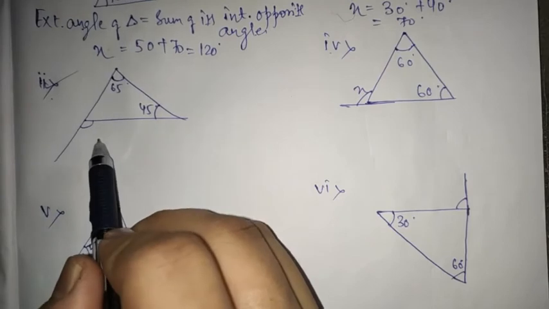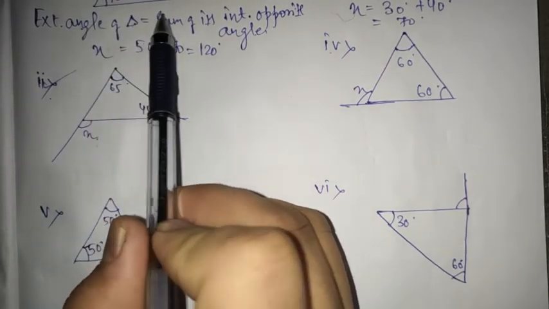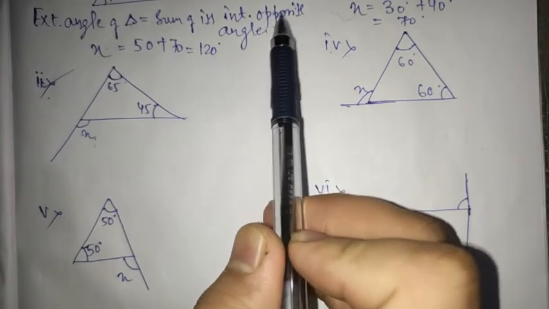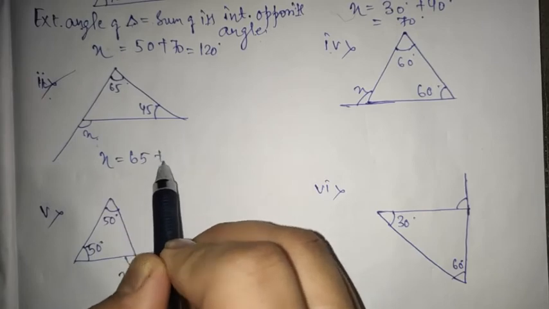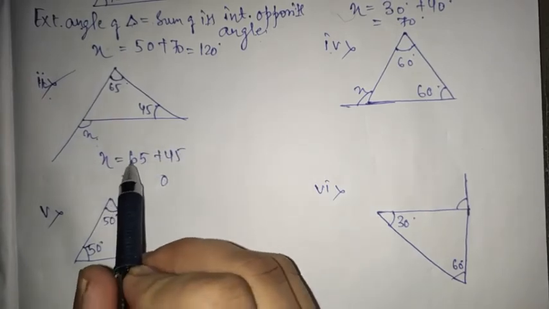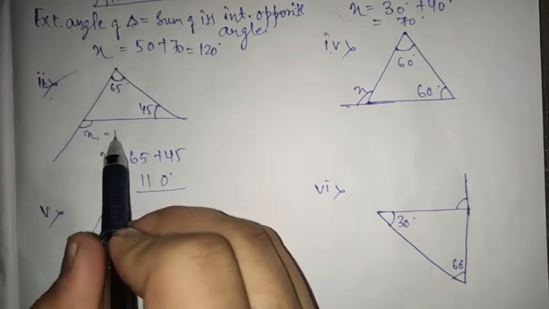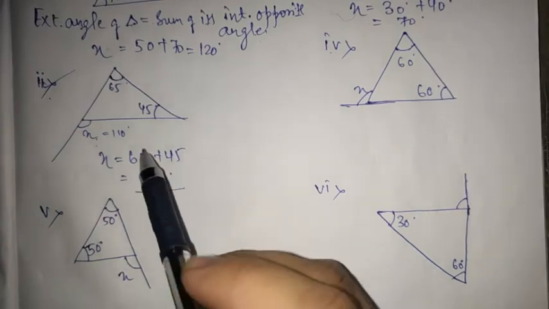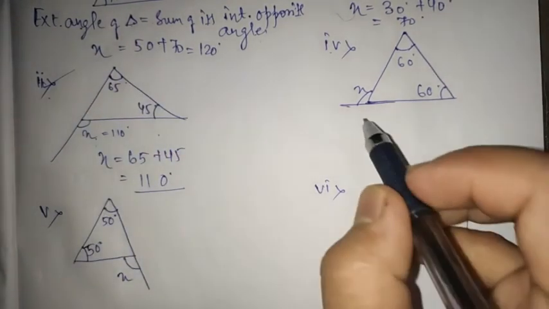To find the exterior angle x, what was the formula? The exterior angle of a triangle is the sum of its interior opposite angles. So x is equal to 65 plus 45. 5 plus 5 is 10, 1 in hand, 6 plus 4 is 10, plus 1 is 11. So it is 110 degrees. So your exterior angle is 110 degrees. But remember, before this you have to write the formula. It is very mandatory.